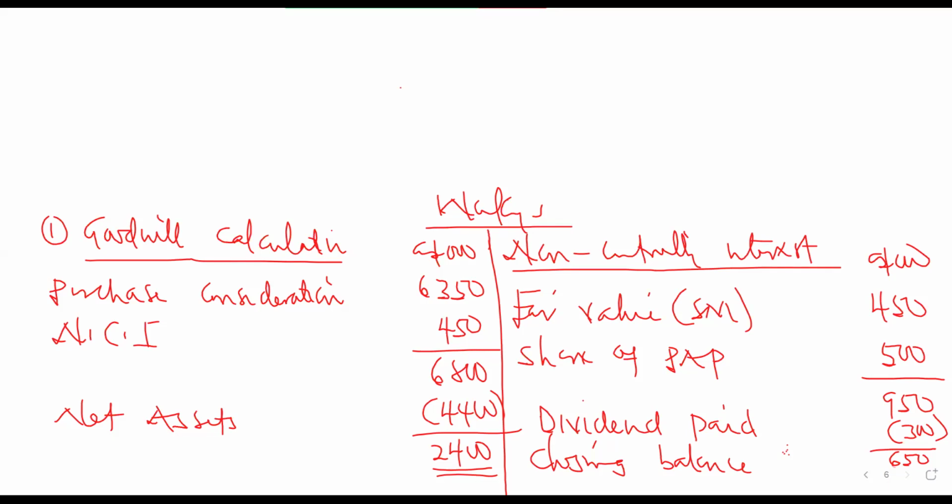So you go to financing activities. NCI are also owners of the company. So you have to write dividend paid to the NCI here. So dividend paid to NCI here to be 300. That will be an outflow. Okay, so you move on.